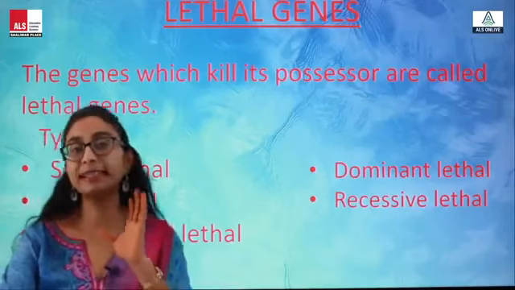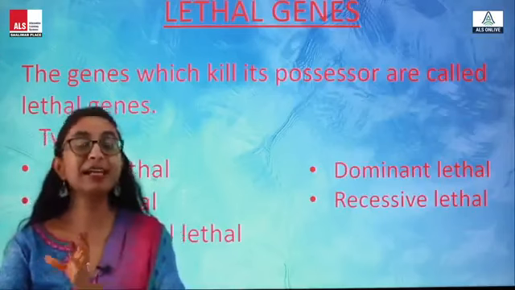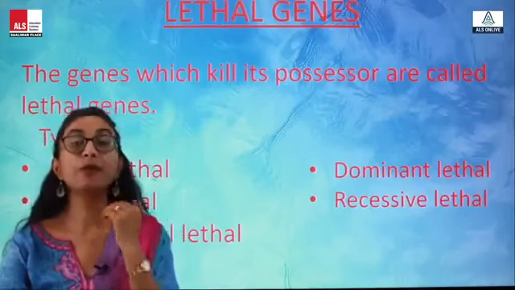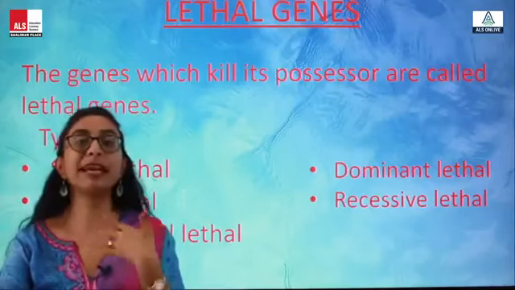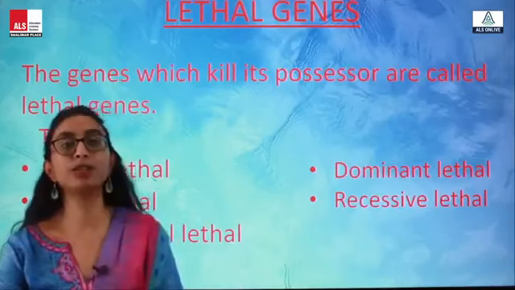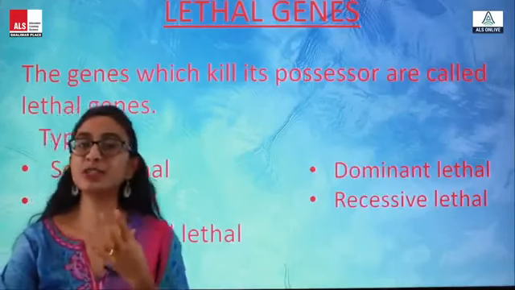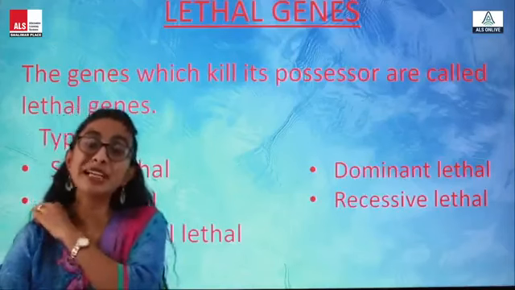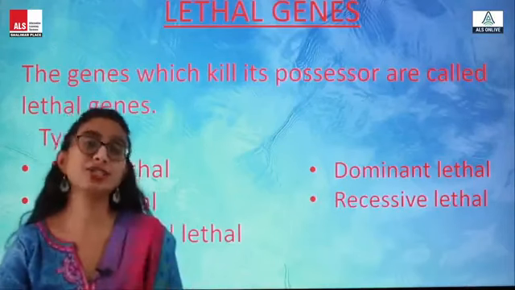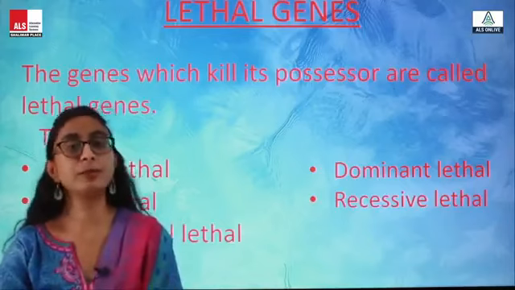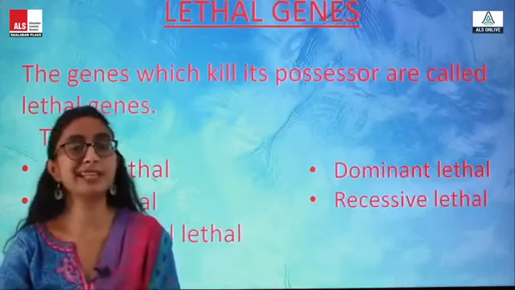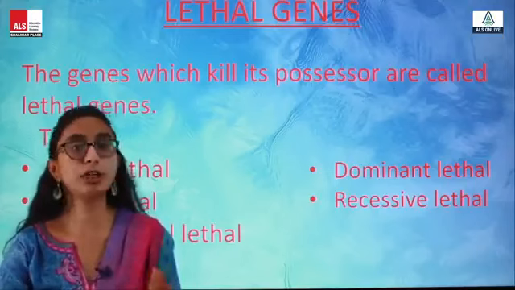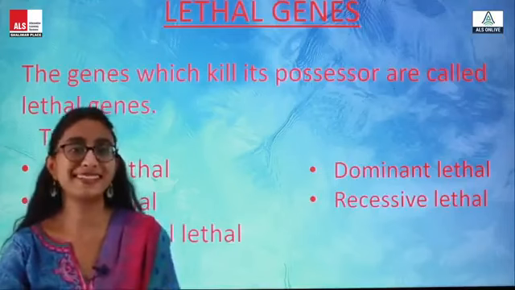Did you understand the difference between semi-lethal and sub-lethal? Semi-lethal genes kill their possessor after he enters adulthood, after he goes into adolescence. That time these genes will express and kill him. Whereas sub-lethal genes kill their possessor at the childhood stage itself. Even when the person is a child, the genes will express and kill him, so he will not even grow into adulthood.